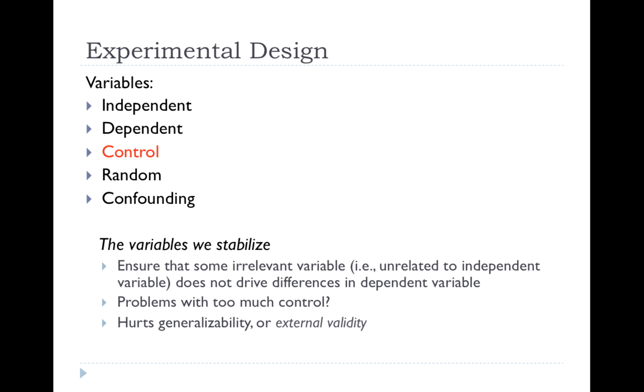Okay, so the first thing we need to talk about is control, right? In experimental design, we do have a lot of control, and that's important because it helps us stabilize the variables. So we need to make sure through control that we don't have some irrelevant variable that's interfering with either our independent or dependent variable.